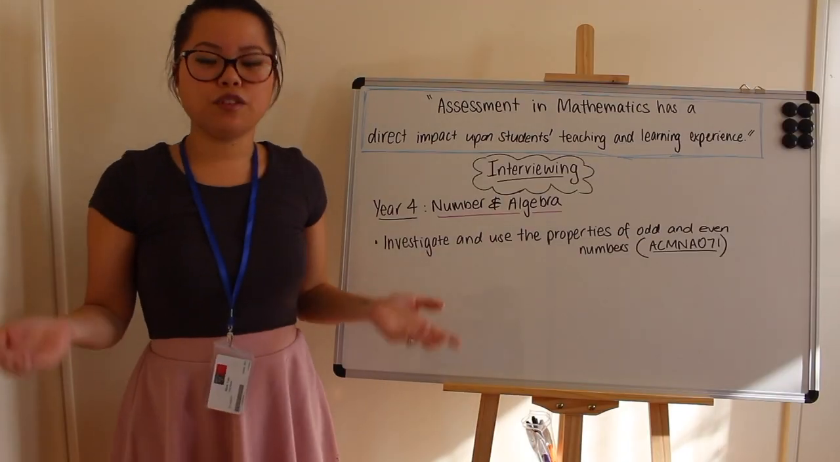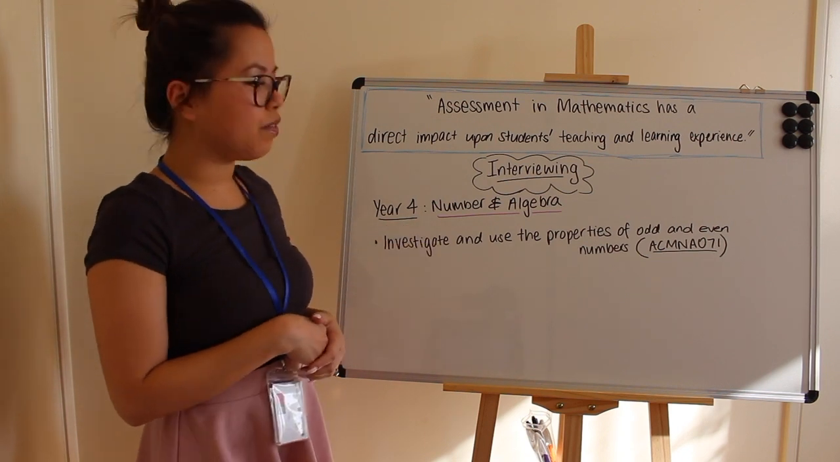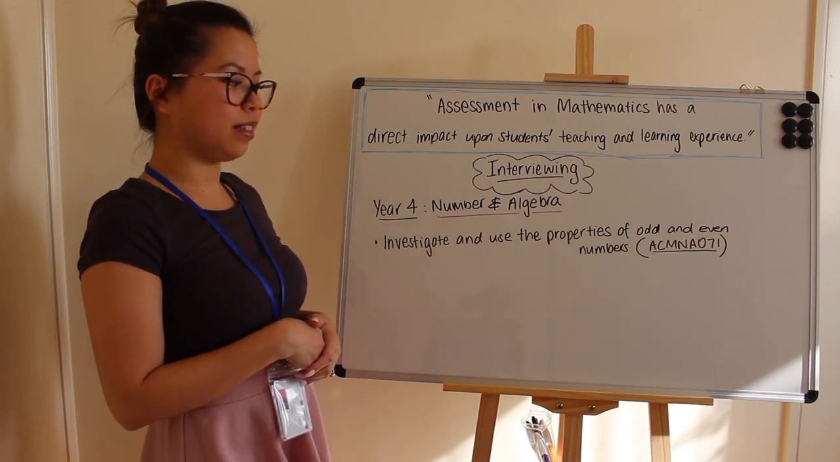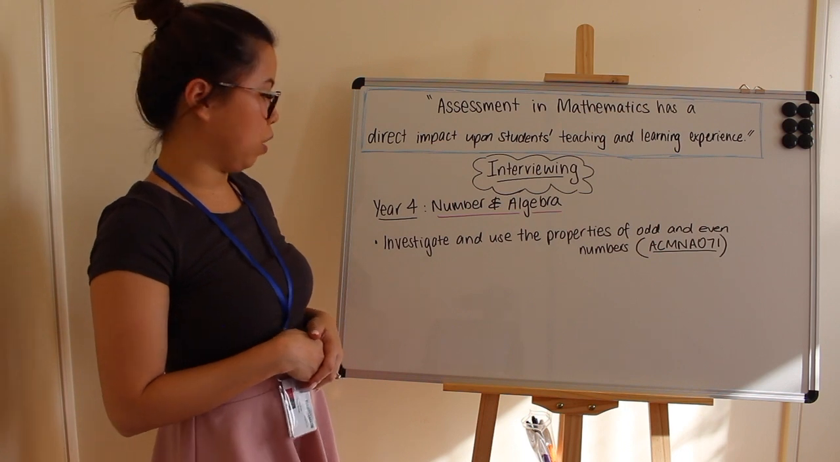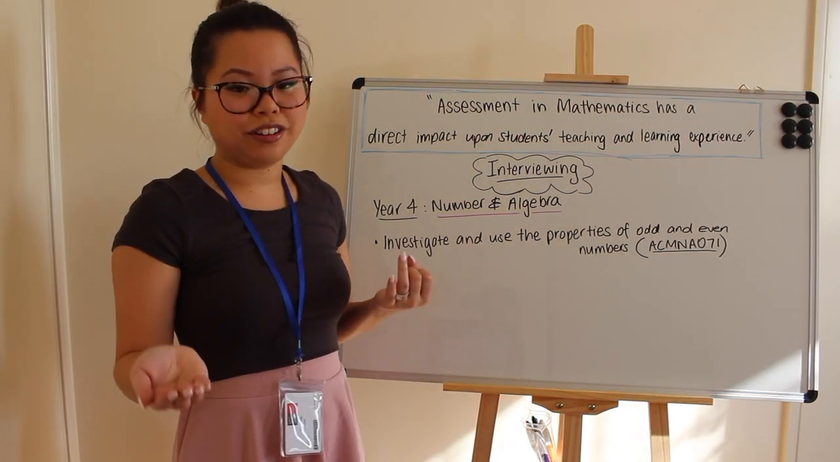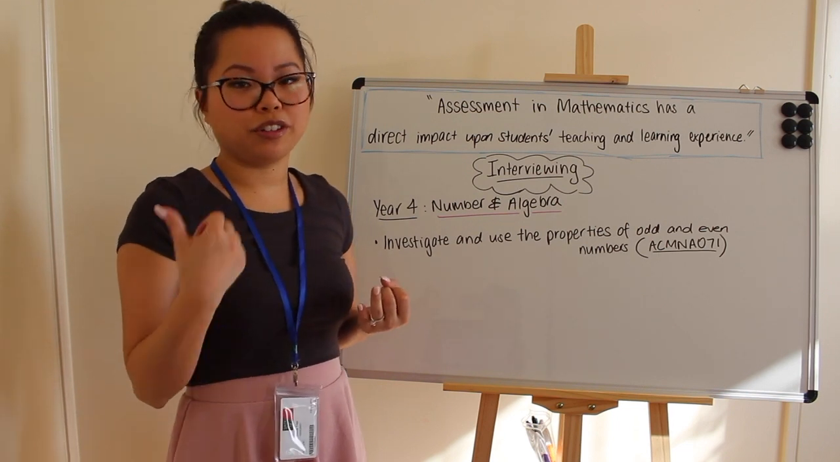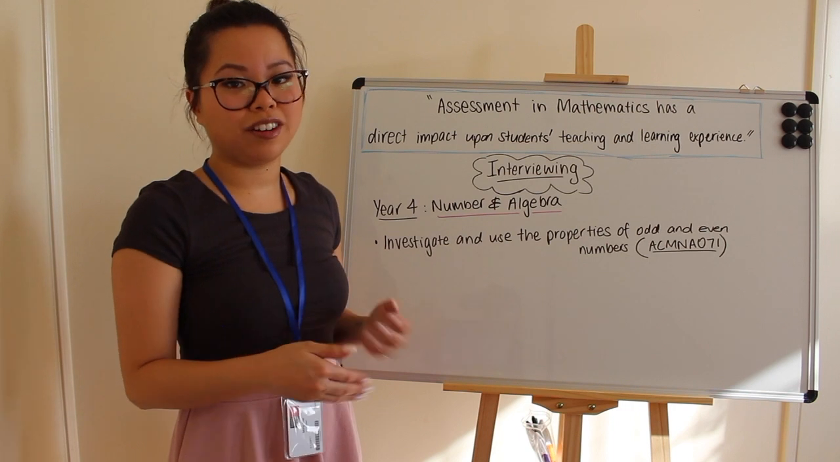An example of utilising an interview for the Year 4 number and algebra strand is by having a look at content descriptor ACMNA071, asking the child if the number is odd or even. And how do they know that? You can ask them to explain verbally or by using materials such as counters, tiles to demonstrate their understanding.